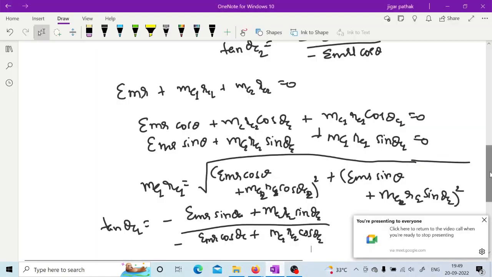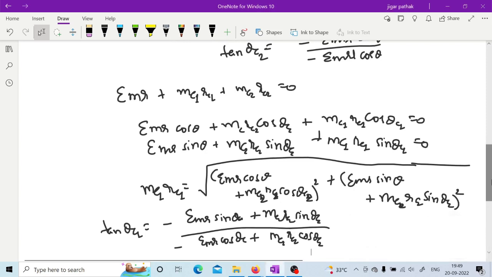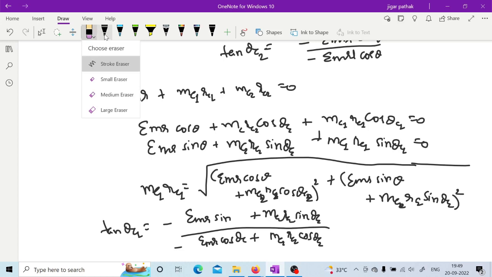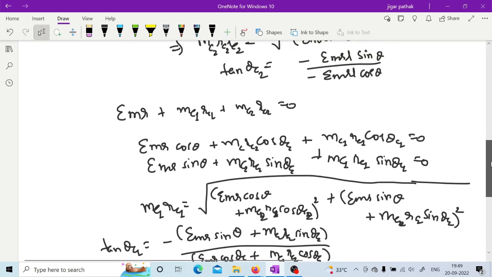So have you noted down this? There is sigma mr sin theta, in place of theta C, in the last equation. Here it is theta, right? And in that, here it is MC2 RC2 theta C2. Is it okay? Yes, sir. Cos theta C also there is theta. Okay, like this. So are you done? Then we can go for one more problem solving. Done? Done, sir.